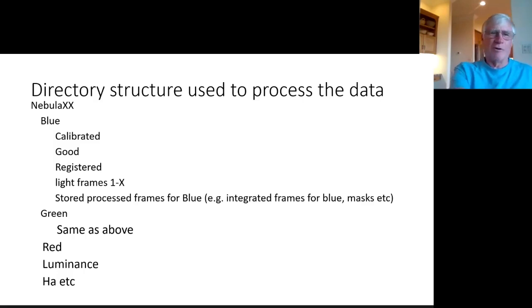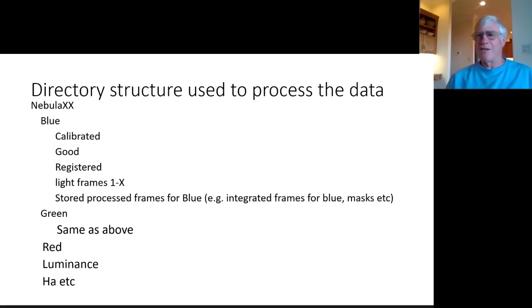And I'll typically pick one of the good ones, usually out of the luminance, as the frame that I'm going to use for the reference frame, which I'll talk about in a little bit. And then once I've integrated the set of frames, I integrate each set separately. So I'll integrate blue, green, red, and I'll store the integrated image there for blue, integrated image in green, etc.